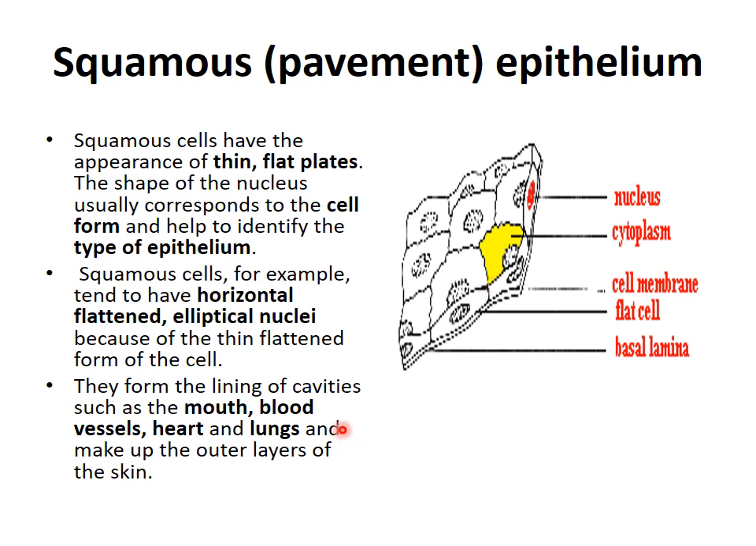So they will form the lining of the cavities, such as the blood vessels, the heart, and the lungs, and they make up the outer layer of the skin also.